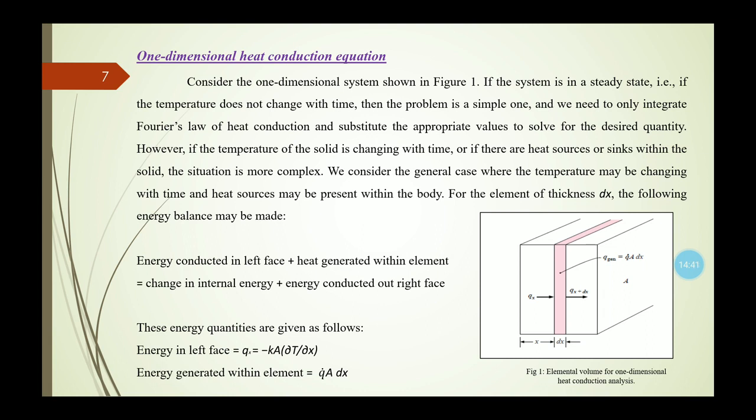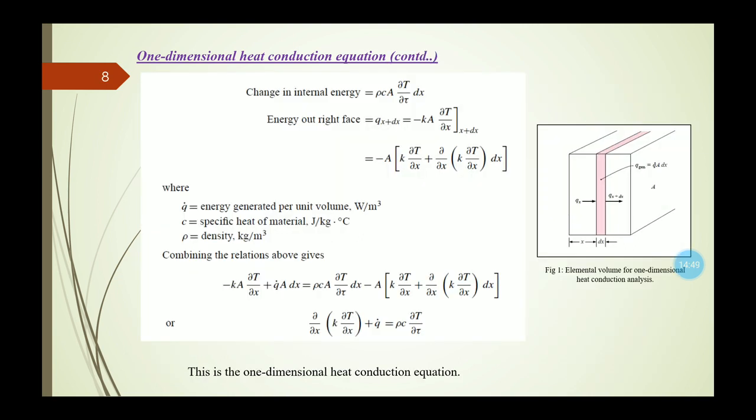Now what is the right hand side of the energy balance equation? It is the change in internal energy and the energy conducted out in the right face. So what will be the change in internal energy? It is the mass multiplied by the specific heat and the temperature difference. We have seen this concept in our thermodynamics. So the mass equals rho A dx, that formula we know, and the specific heat is C, and the temperature difference. The multiplication of these three terms gives us the change in internal energy.